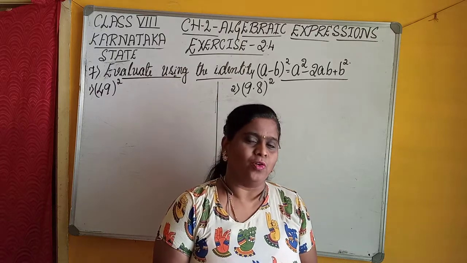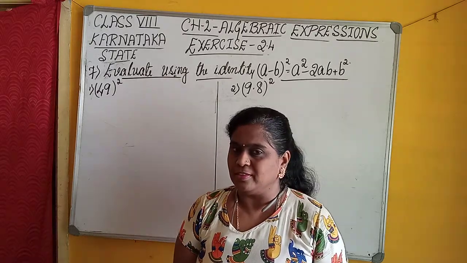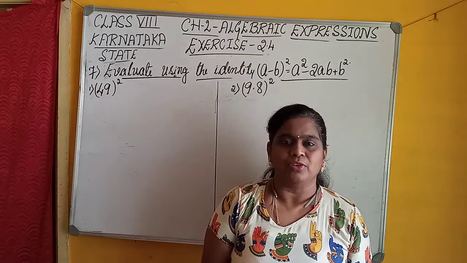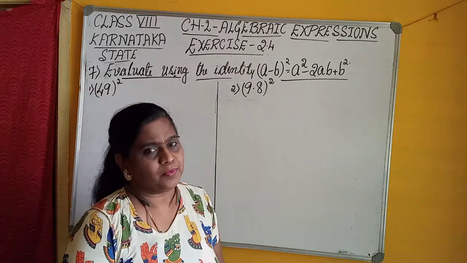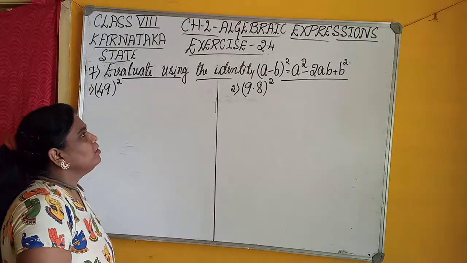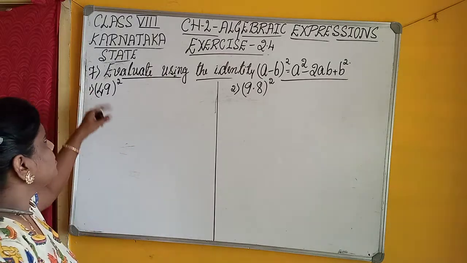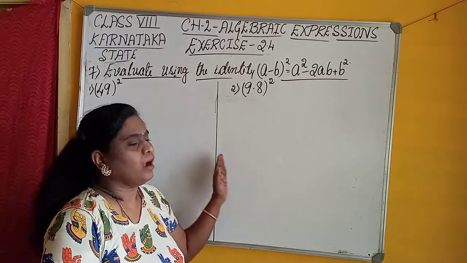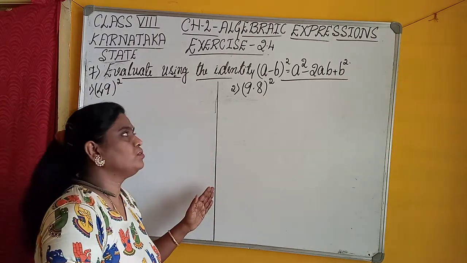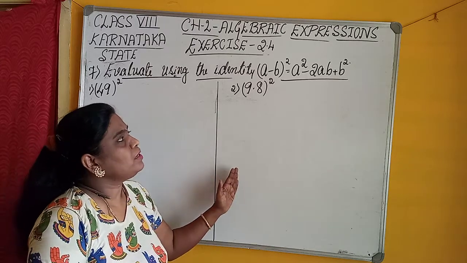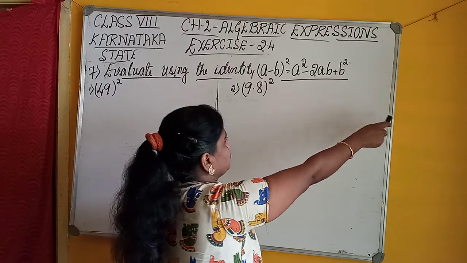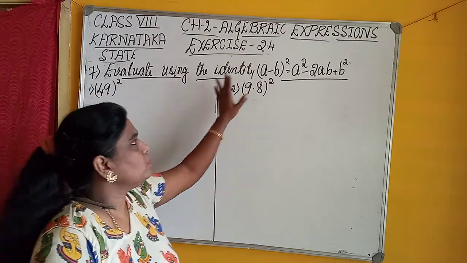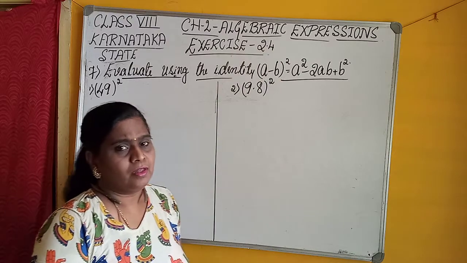It's a class for 8th standard students, Karnataka State Syllabus. In that, the second chapter, Algebraic Expressions, exercise number 2.4, in that 7th line: evaluate using the identity (a minus b) whole square is equal to a square minus 2ab plus b square. That means we have to evaluate these problems by using this identity only.